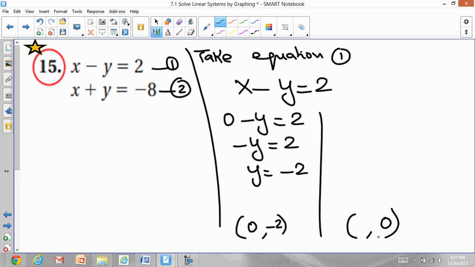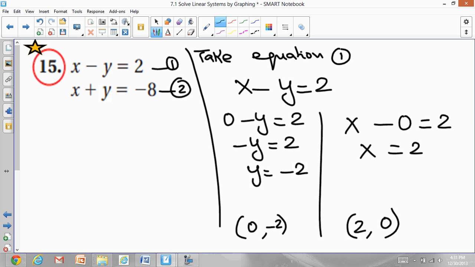And if I want to find the other intercept, now I'm finding it by replacing my y as 0. So x minus 0 is equal to 2. So x is equal to 2. So I'm getting my 2 points: (0, negative 2) and (2, 0).